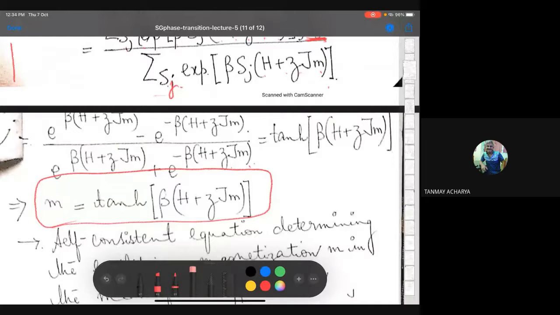Please understand that this is an approximate answer. This is not the actual Hamiltonian. We did an approximation. We neglected the fluctuations, and only when you neglect the fluctuations do you end up with this equation. If you had not done the approximation, you would not have been able to obtain an equation of this sort.